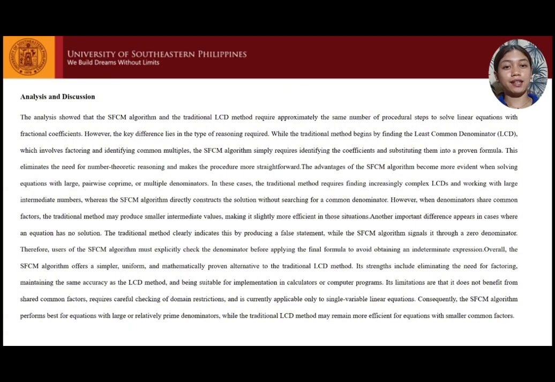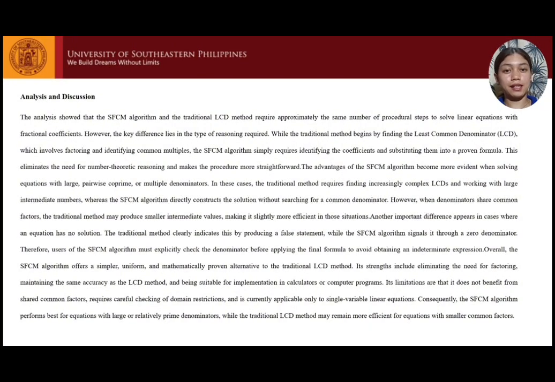The headline finding is this: the SFCM algorithm and the traditional LCD method require approximately the same number of procedural steps to solve a linear equation with fractional coefficients. If we were only counting steps, there'd be no real story here. But the story isn't in the step count. It is in the kind of thinking each step demands. The traditional method's very first move is finding the LCD, and that's a number theoretic task. You have to factor or list multiples or otherwise recognize structure in the denominators.